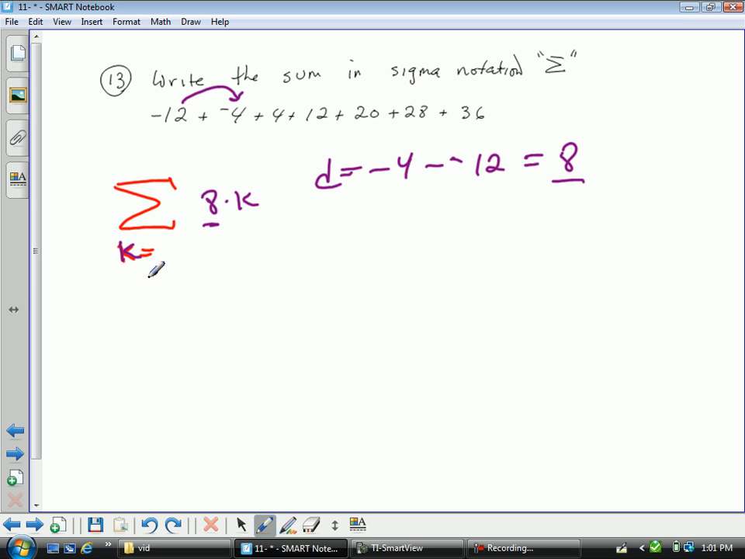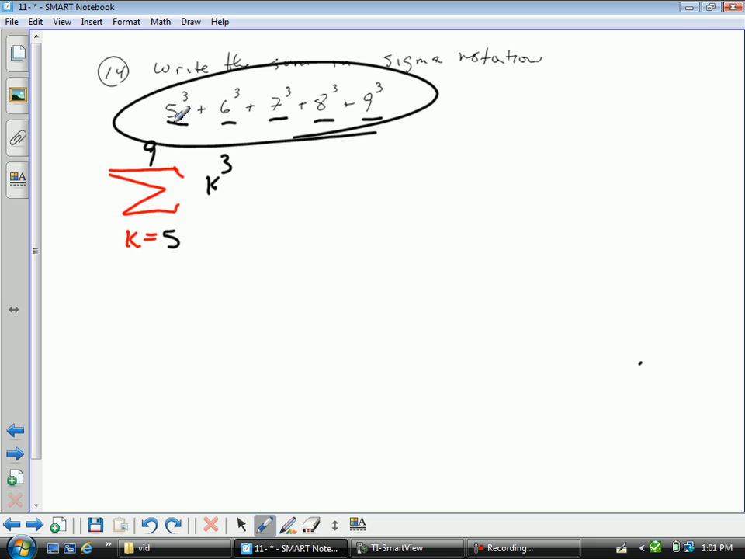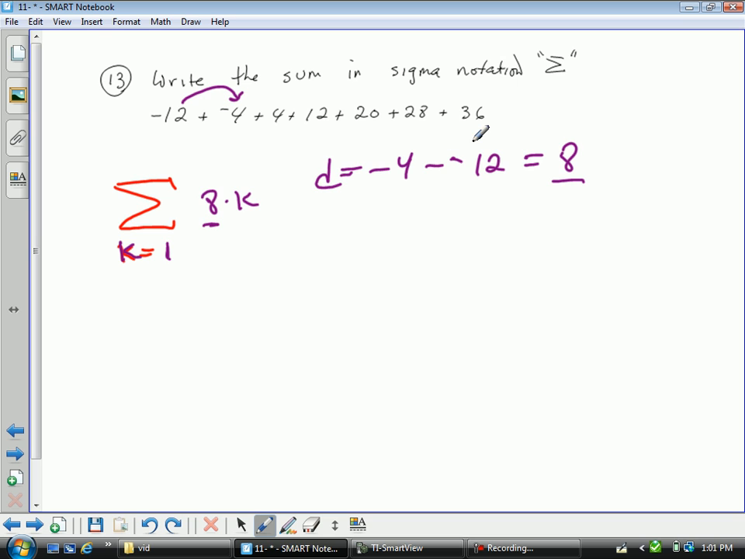Now the question is, where do I start? Well, if you're not sure where to start, I always found these problems to be best to start at 1. Going back to question number 14, it was a little more obvious that we started at 5, 6, 7, 8. This question is a little more challenging to see where you start, so it's easy if you just start with 1. Starting with 1, if you plug a 1 in for k, you would have gotten 8 times 1. So your first term would have been 8. But we're supposed to be getting a negative 12 for our first term. We need to make an adjustment. So what would you do? What would you add or subtract to 8 so that you got negative 12? And then you can see that the answer is going to be subtract 20.